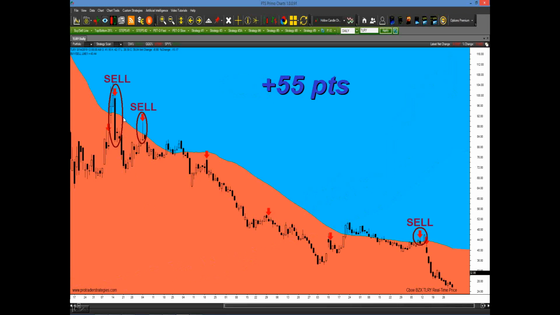It works on the downside as well. In TLRY, 2 sell signals are generated right here. You could have bypassed these ones and then taken another one, potentially capturing 55 points to the downside. This is extremely simple.